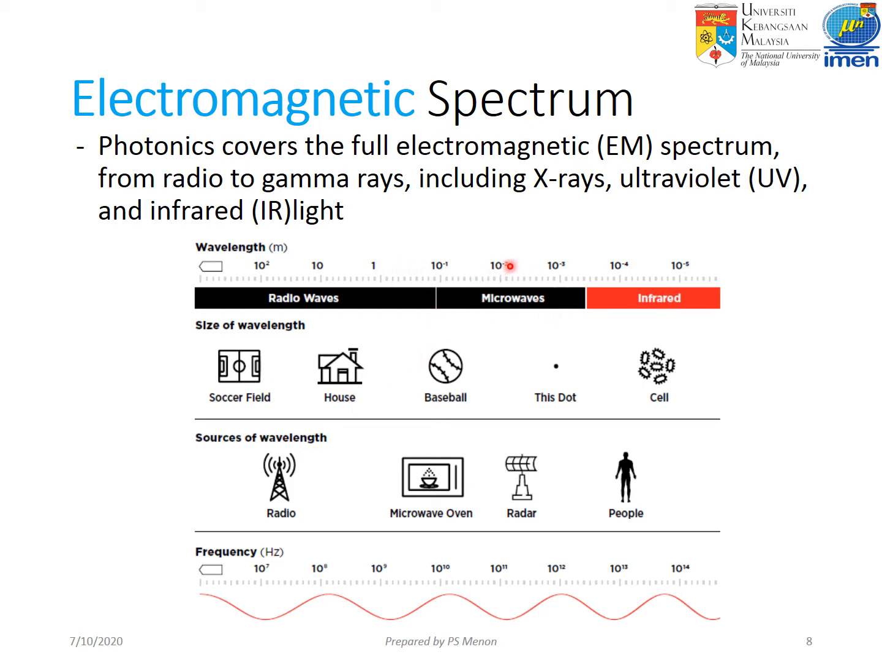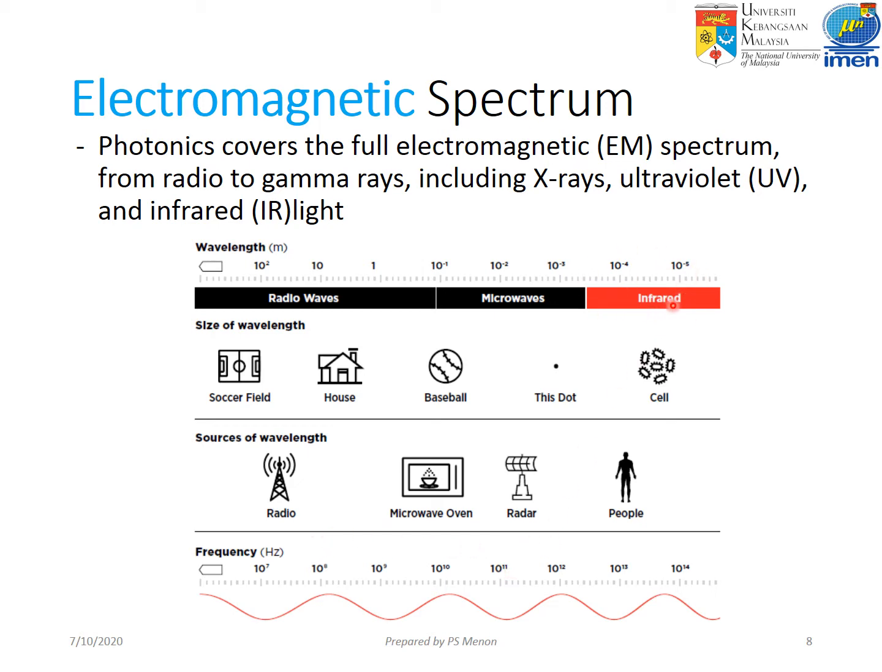Okay, so moving on, we go to the microwave. The wavelength becomes smaller now, 10 to the power of -2 meters, and the size is equivalent to the size of a baseball or even this dot. And the sources can be from a microwave oven, from radar, and as you can see now here, the frequency becomes higher than radio waves.